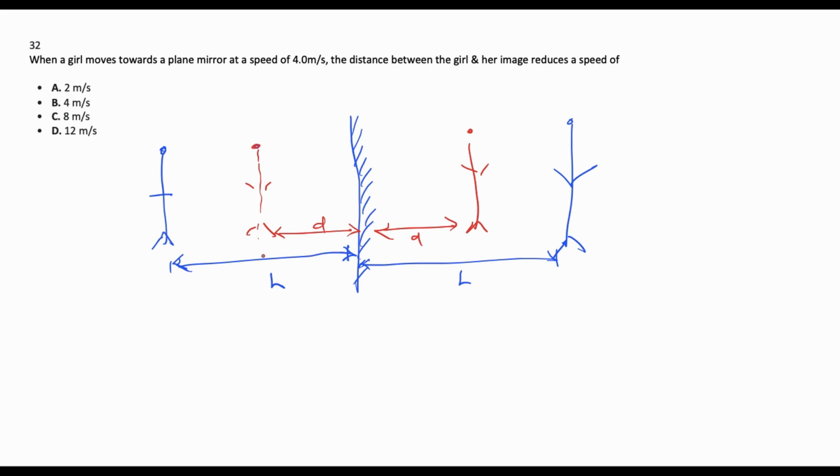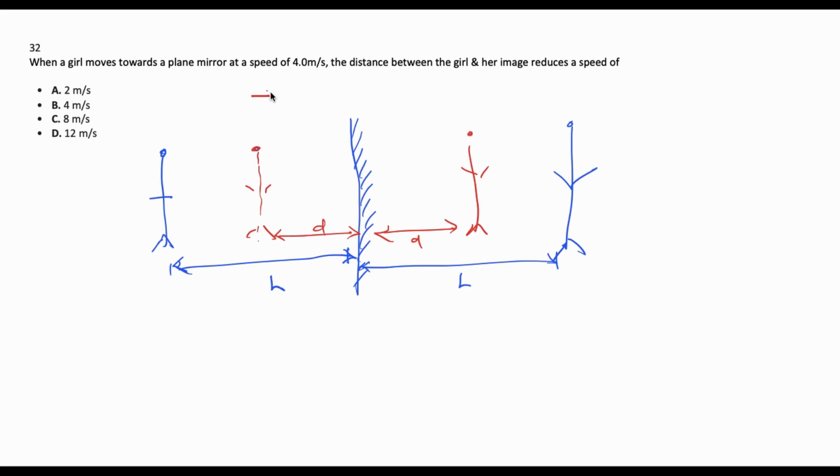So which means that the speed of the image towards the mirror is exactly the same as the speed of the object towards the mirror. Now let's think about it this way. If the image were stationary and the girl was moving towards the image, the speed is 4 meters per second. But the image is not stationary. The image is also moving towards the mirror at the same speed as the girl, 4 meters per second.